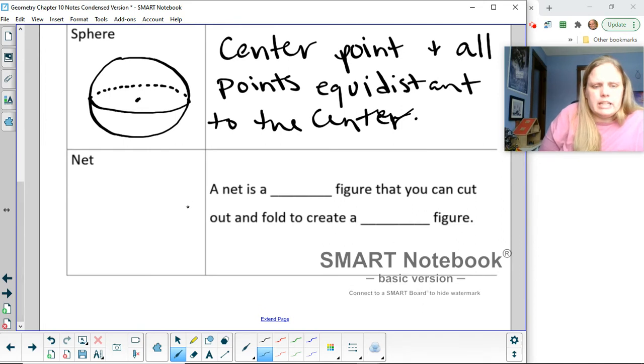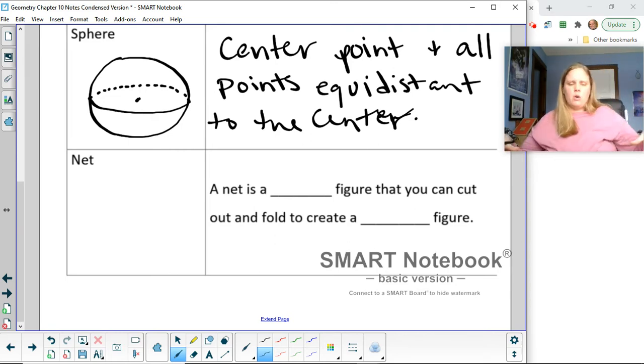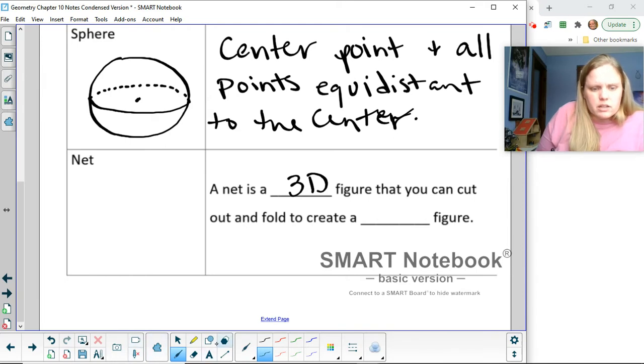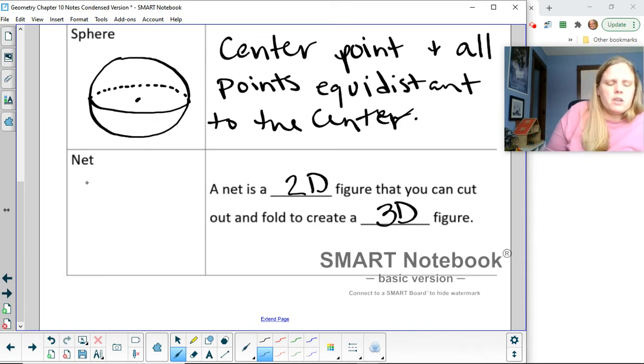All right, and finally, a net is when you can take a 2D figure that you can cut out and fold to create a 3D figure. Oh, sorry, I got that backwards. A 2D figure is the net, and you can cut it out and fold it up to create a 3D figure. So this is just one example here.